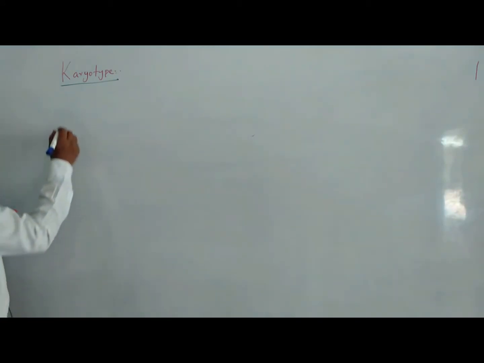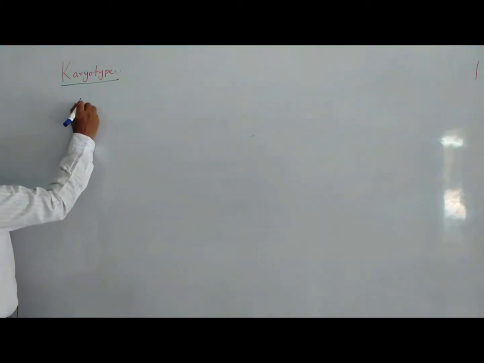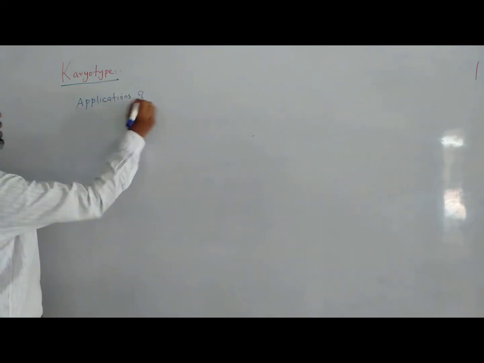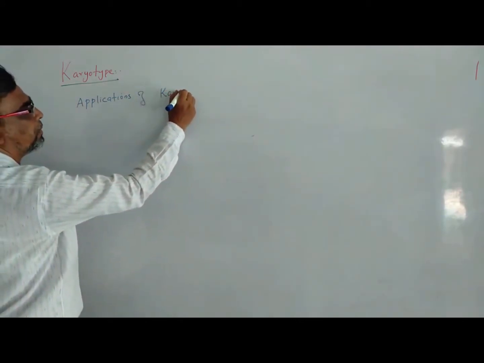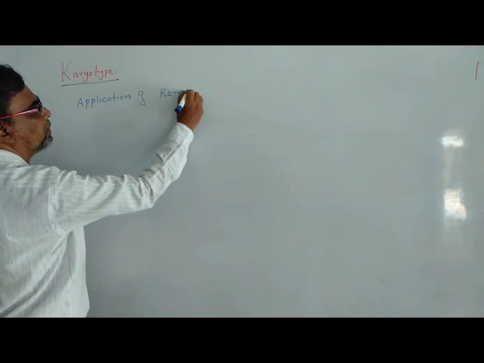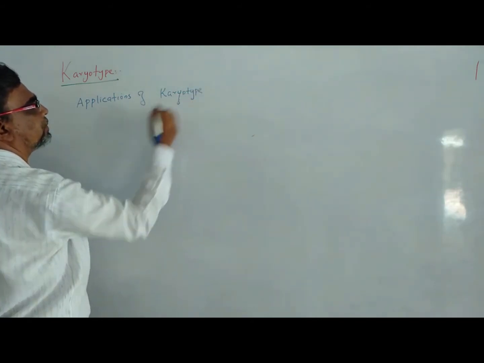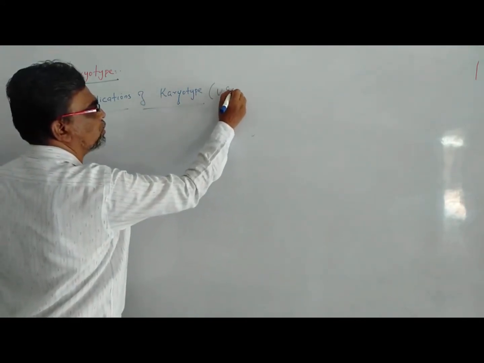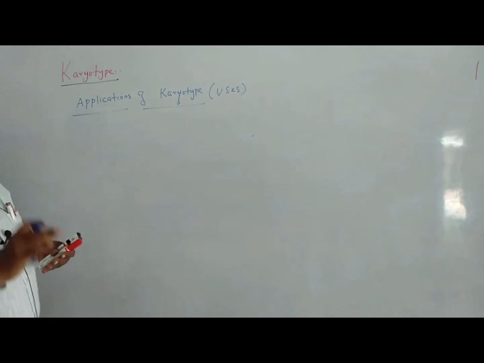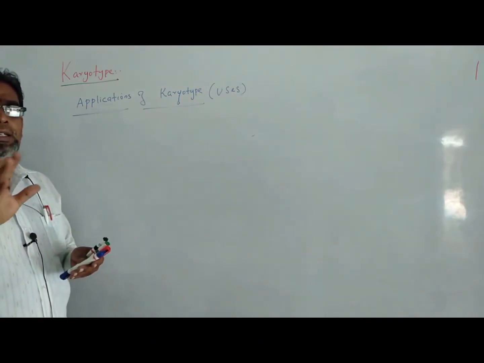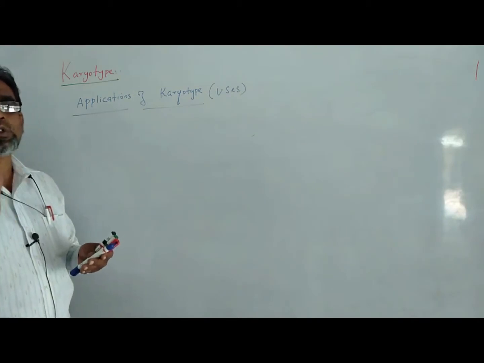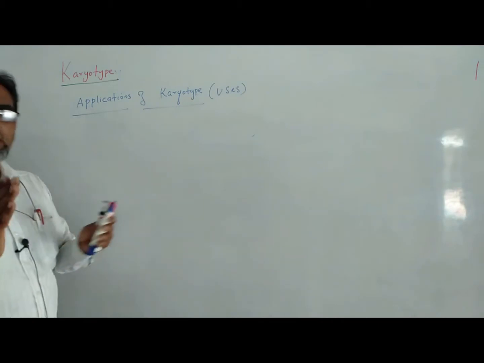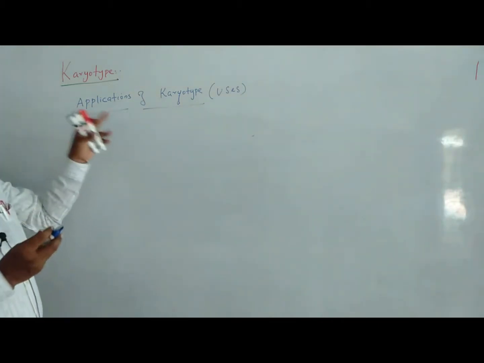Next students, now we are discussing the applications of karyotype, otherwise you can simply say uses. So what is the purpose of this? Karyotype is nothing but separation of the complete set of chromosomes from the cell, and then arranging them into homologous pairs. That is called karyotype.